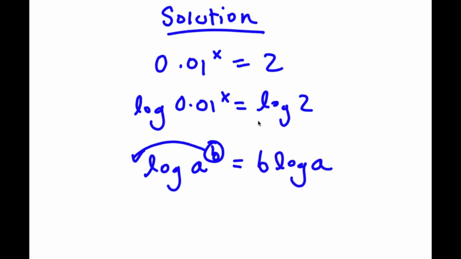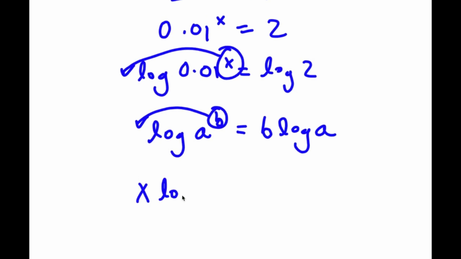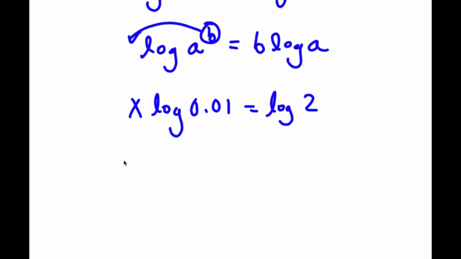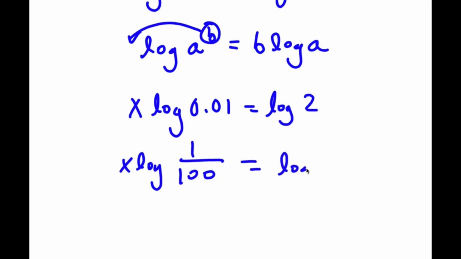So in this case, I have log 0.01 to the power of x, and I can simply move x to the front. So that's going to equal x times log 0.01 is equal to log 2. Now 0.01 is the same thing as 1 over 100. So now I have x times log 1 over 100 is equal to log 2.